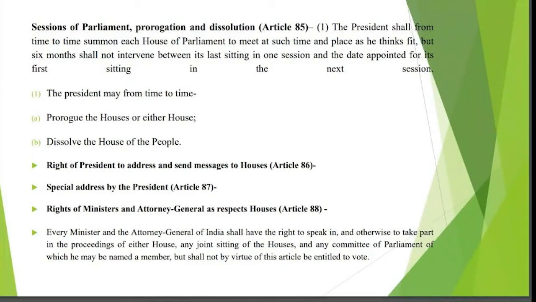Then Article 86 deals with the right of the President to address and send messages to Houses. Article 87 deals with special address by the President, and Article 88 deals with the right of ministers and the Attorney General as respects Houses. Here, every minister and the Attorney General of India shall have the right to speak in and to take part in the proceedings of either House, any joint sitting of Houses, and any committee of Parliament of which he may be named as a member, but shall not be entitled to vote.